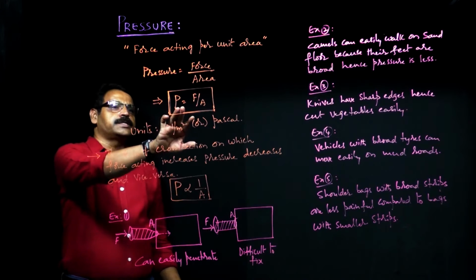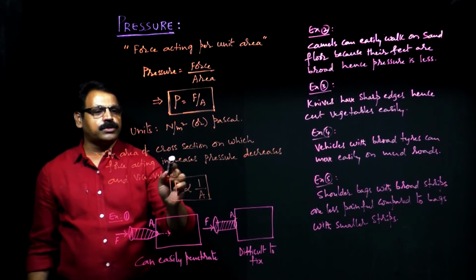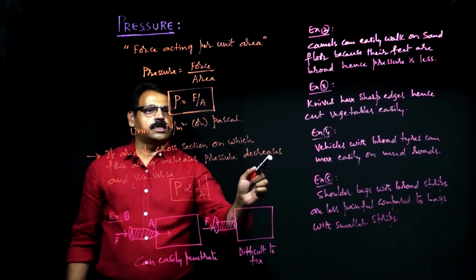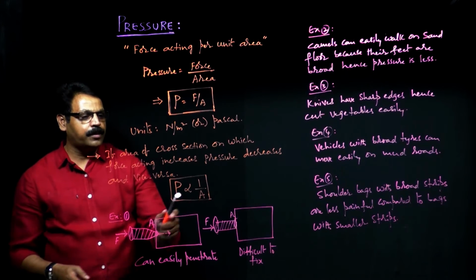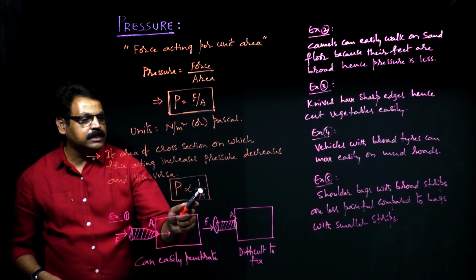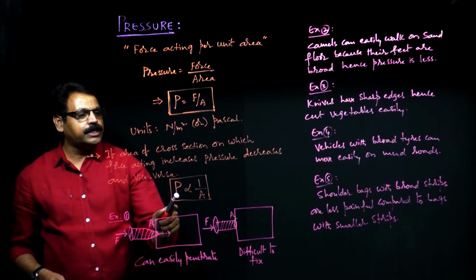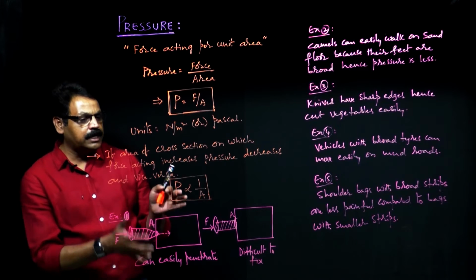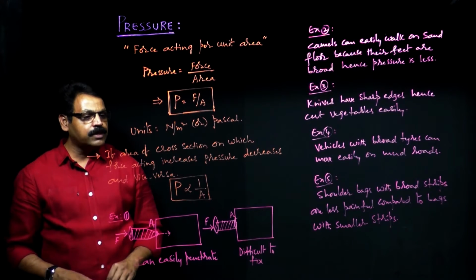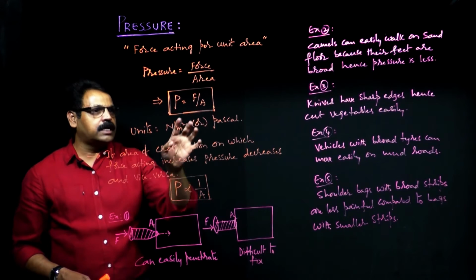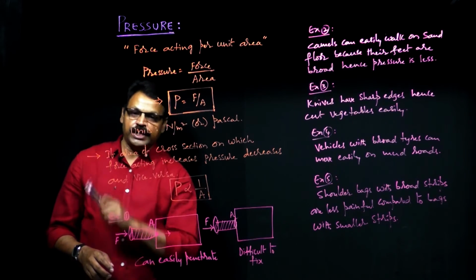See here, from the expression you can understand one point. If the area of cross section on which the force is acting increases, the pressure decreases. That means it is inversely proportional. Pressure is inversely proportional to area, meaning that if this denominator part increases, pressure decreases. If the denominator part decreases, then pressure increases. That is what is called vice versa. If the area of cross section increases, pressure decreases. So inversely proportional. This relation is called inversely proportional because the force is remaining the same. By just changing this area of cross section, pressure values can be varied.